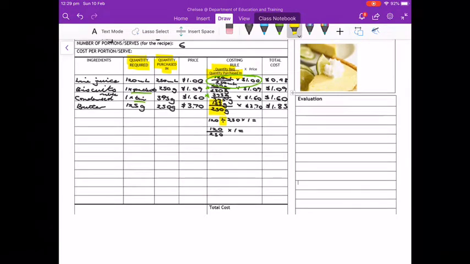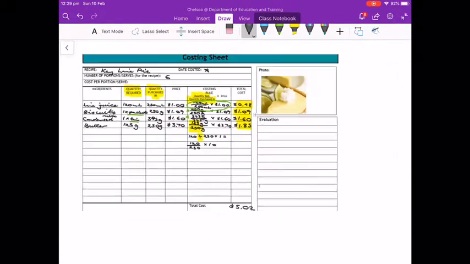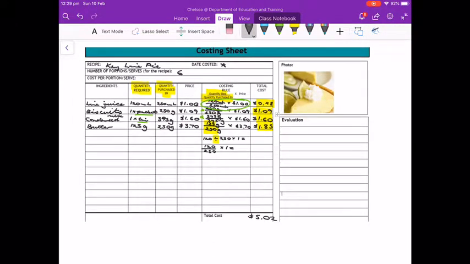So I'll go through and find my total cost by adding up all 4 ingredients. So 0.48 plus 1.09 plus $1.60 plus $1.85. So the whole recipe is costing $5.02. Now remember, it has 6 servings.